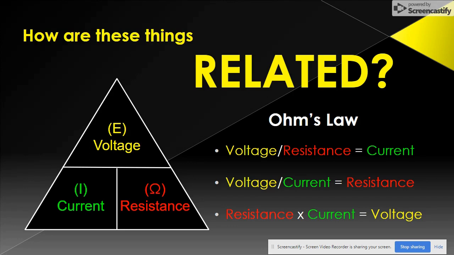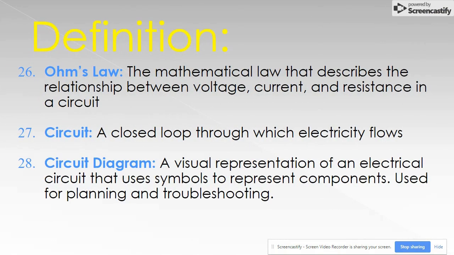So if you need to find the resistance, cover the resistance in the triangle, and you can see that you must divide the voltage by the current. If you need to find out the current, you must divide the voltage by the resistance, and if you need to find the voltage, you must multiply the current by the resistance. Ohm's law is the mathematical law that describes the relationship between voltage, current, and resistance in a circuit.